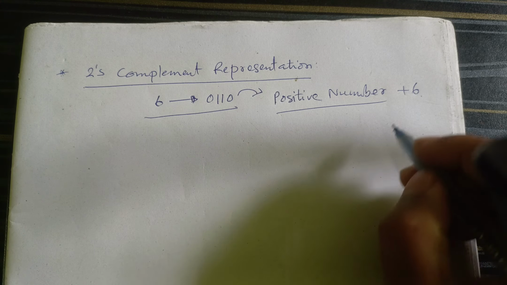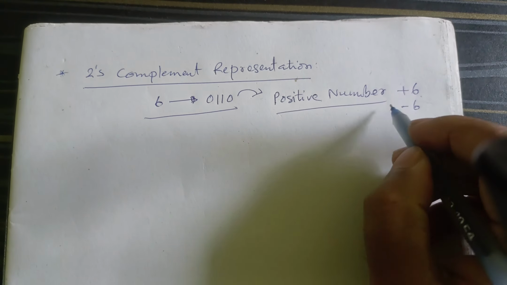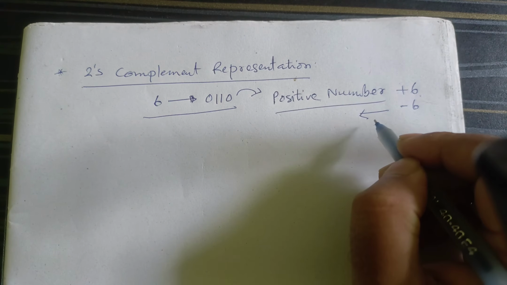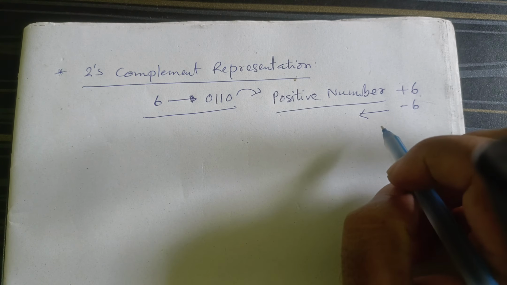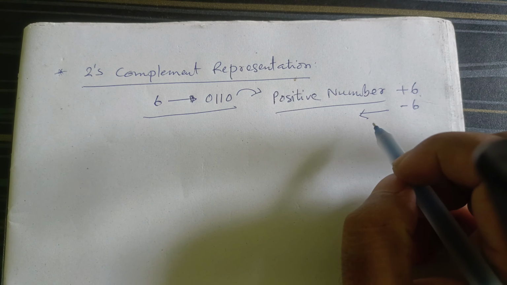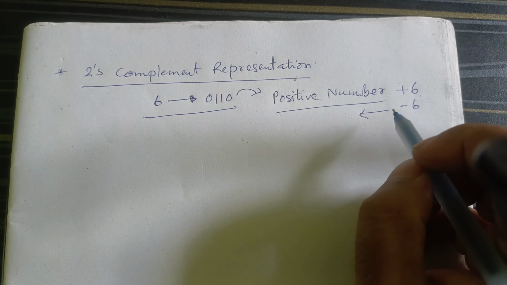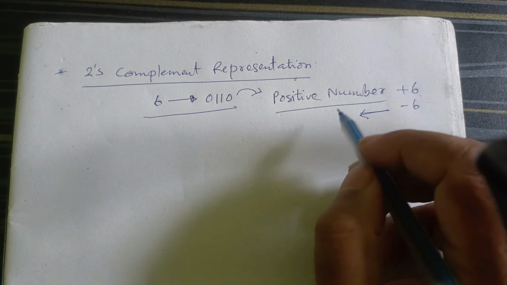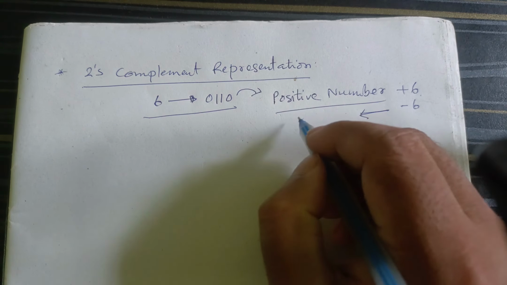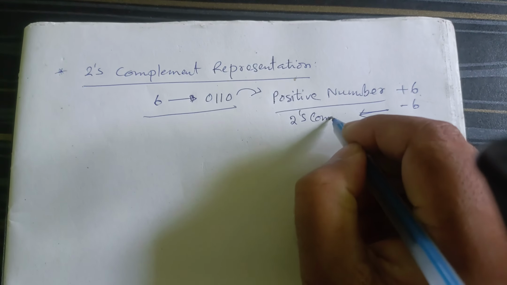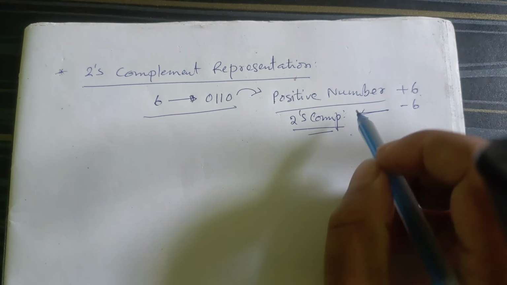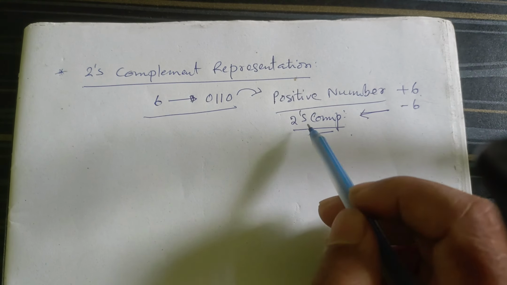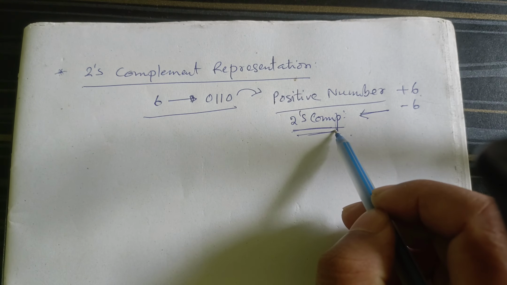And if you want to represent -6, then what we have to do is represent it in the 2's complement form. Then we have to convert it into the 2's complement form. Okay, so now the question is how we'll convert it into the 2's complement form.